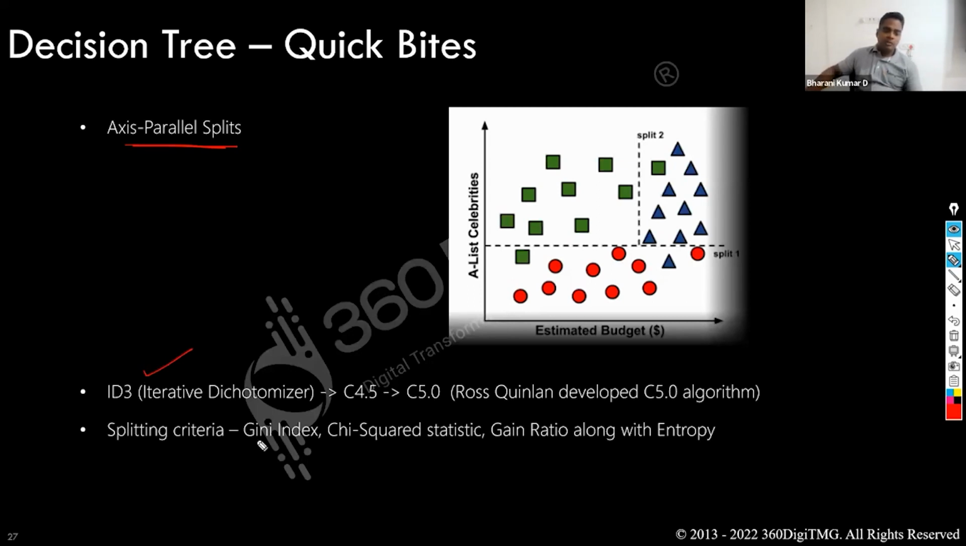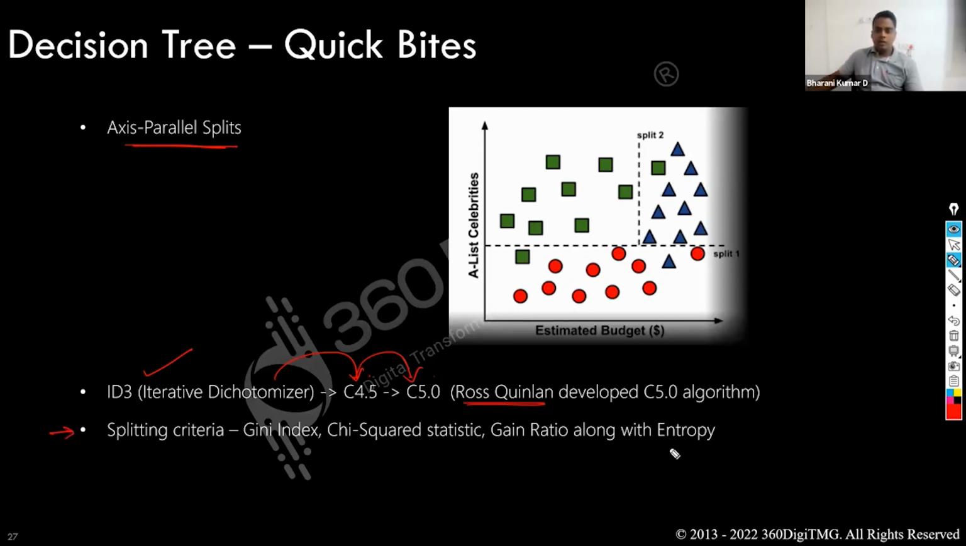In the good old days, people started off with ID3 algorithm, iterative dichotomizer 3. Then slowly they moved towards C4.5. Then slowly they have upgraded to C5.0. C5.0 is an algorithm which was developed by Ross Quinlan. And the multi-processing capability, he's selling it. That algorithm is being sold by this guy. You need to purchase a license to be able to use that.